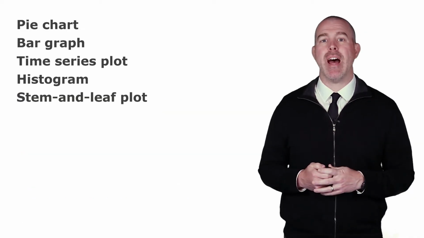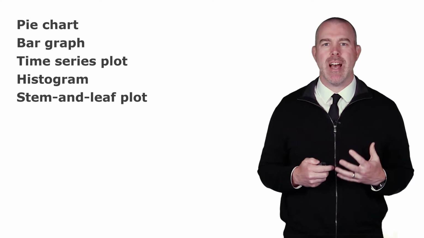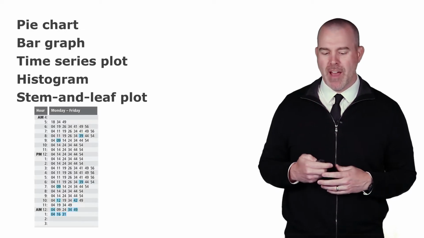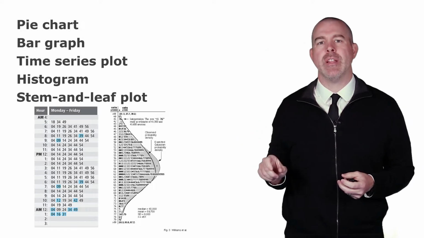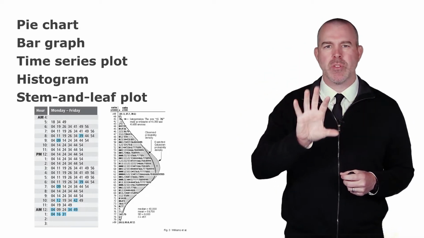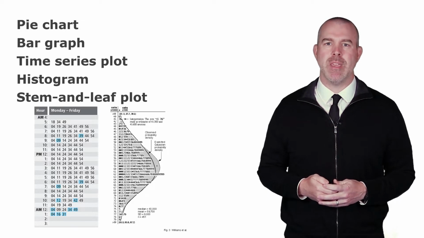The last type of plot is a stem and leaf plot. This is the most confusing and actually least common, but it's one we do want to mention. I've got a couple of examples here. What you have is some numbers along the left and then some other numbers along the right, and we'll talk a little bit later in detail about what those mean.